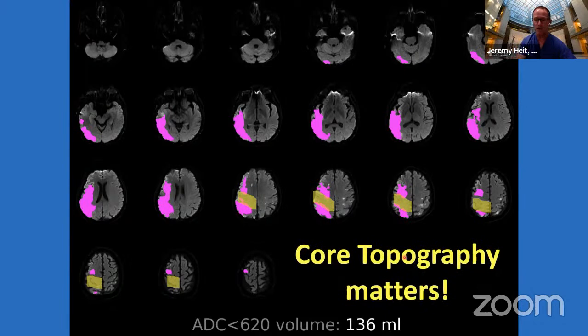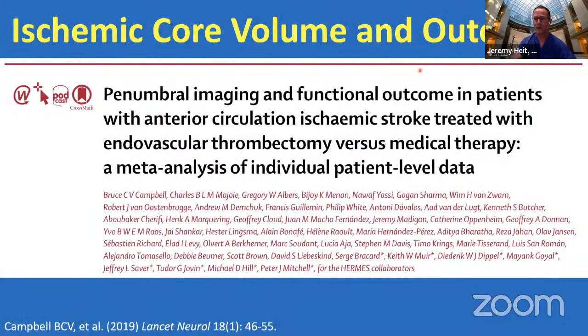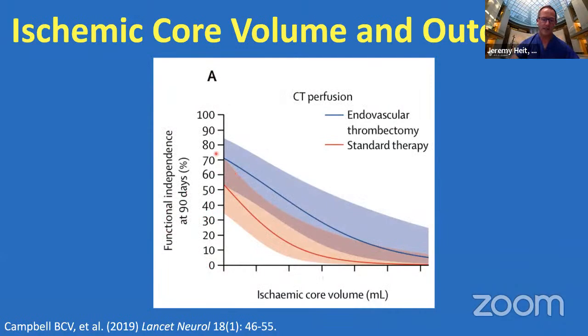All right, you've got to look at not only the size of the core, but what part of the brain is being affected. And how does core volume and outcome play out? Well, this is a really nice study from the HERMES collaboration. Bruce Campbell was the first author on this study. This graphs, on the y-axis, the likelihood of functional independence versus the core volume. And as we've been talking about, the bigger your core volume, the likelihood of a good outcome goes down, okay?